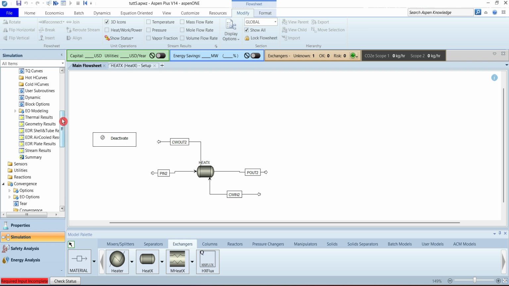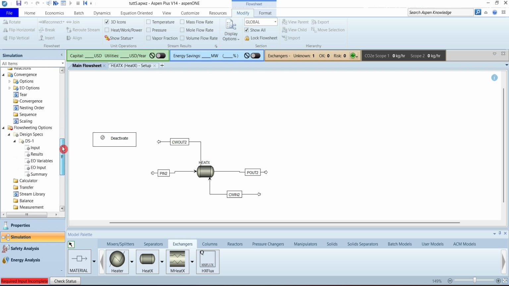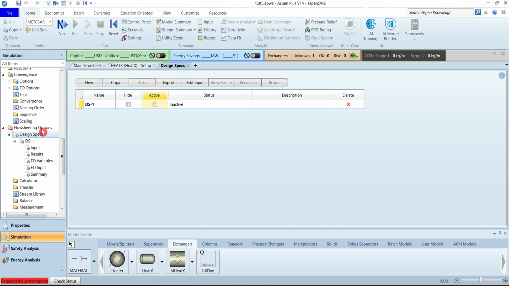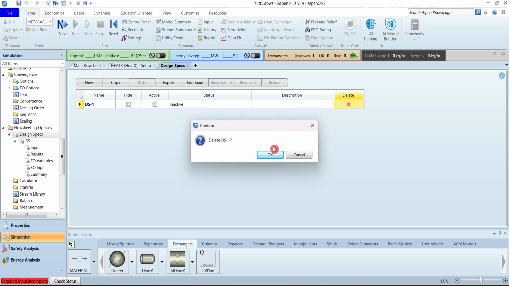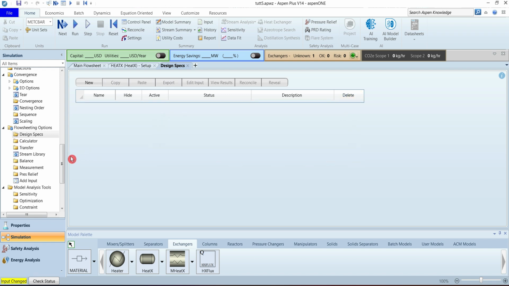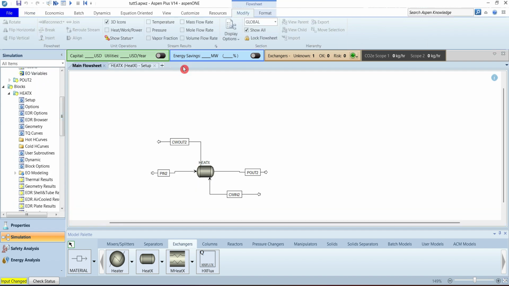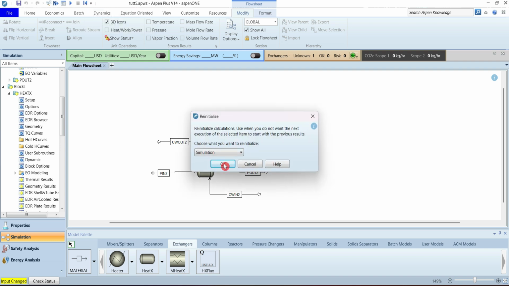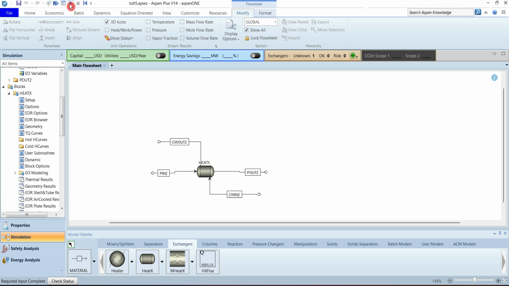If you see this error message, that is because of the design specifications. So go to the design specifications and delete it, because that design specification called some stream information and we have deleted those streams. So just delete the design specifications. So the interface is relatively clean now, and to clean it further, reinitialize to flush all the results and run it again, just to be with the default simulation that we had at the very beginning.